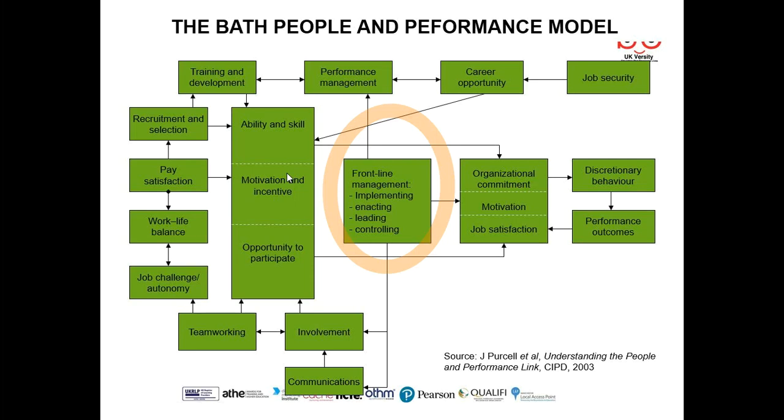And that will then also translate into increased performance and discretionary behavior. Discretionary behavior simply means going the extra mile. Employees who are willing to go the extra mile at work, and therefore you have good company performance. So that is the key idea or key concept in this model. So we've looked at quite a few models.